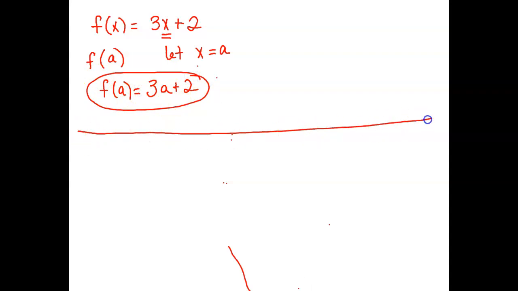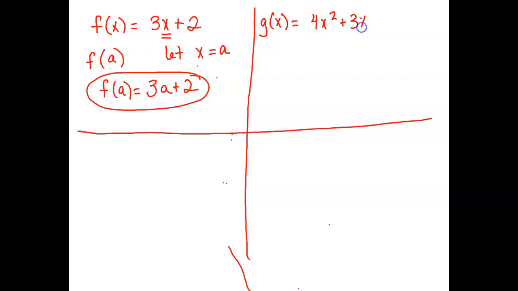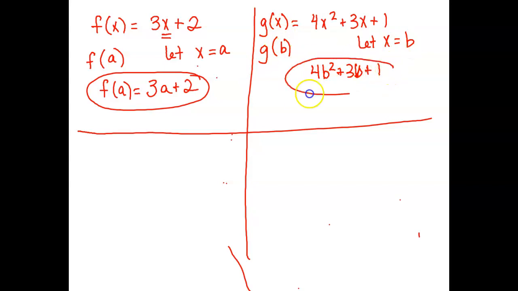All right. What if I had another example where I said maybe g of x is equal to 4x squared plus 3x plus 1. And I said, what is g of, let's use b, g of b. All I'm going to do here is let my x be equal to b. And every place I see my x, I'm going to put a b. Seems kind of silly. So it becomes 4b squared plus 3b plus 1. Okay, so all I'm doing is taking what's in parentheses and substituting it in.